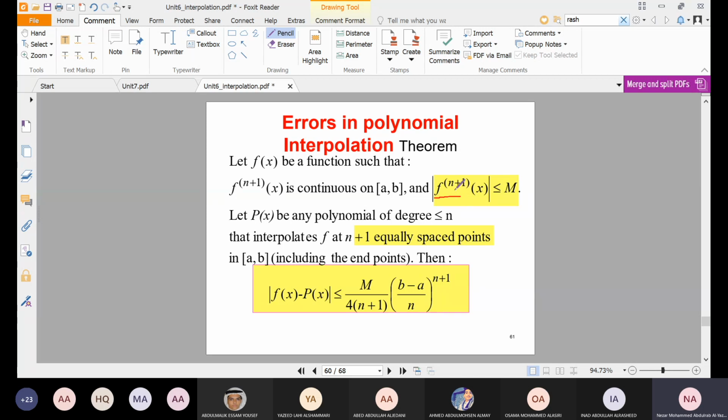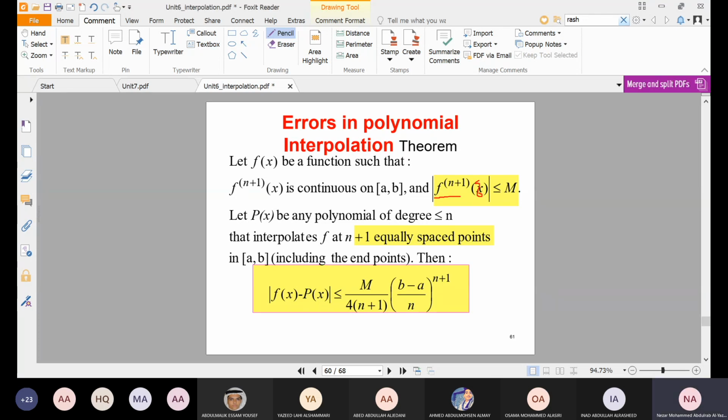So if the absolute value of the function, after we substitute instead of x, usually we say zeta, and we find the maximum value of this point, and after that we substitute in this form, so we should find the value of the error. We assume the absolute value of the n plus 1 derivative of the function at x should be equal or less than M. So what's M? M is just the maximum value that we have.